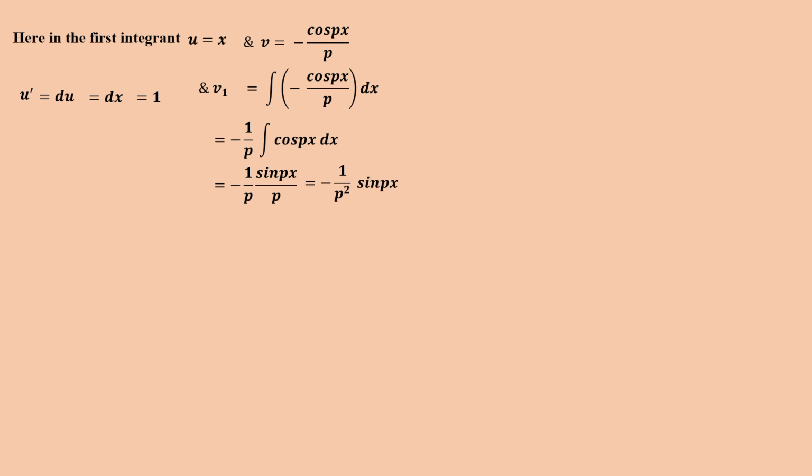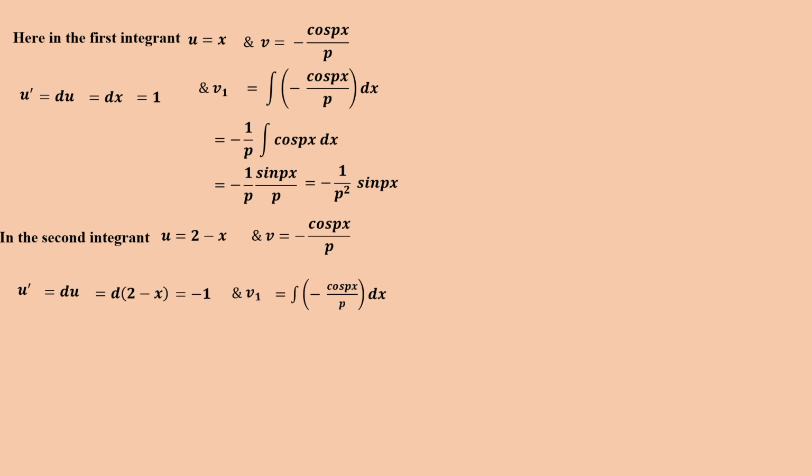Now we are going to the second term. In the second integrand we are having u is equal to 2 minus x and v is equal to minus cos px by p, like above. So u dash, which is equal to du, derivative of 2 minus x, which is equal to minus 1, and v1 is same like above, minus 1 by p square sin px.